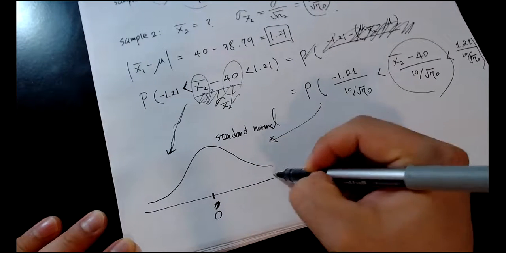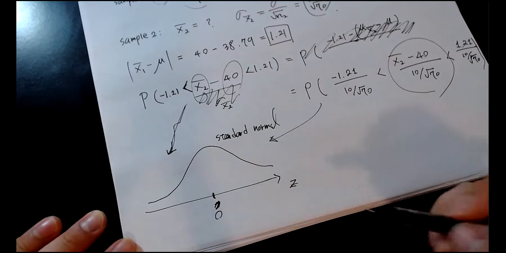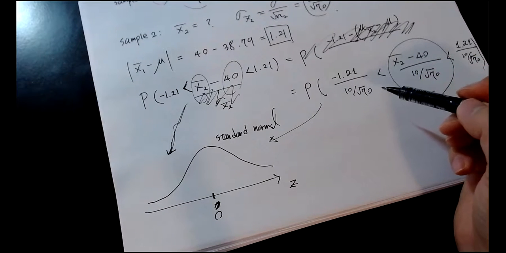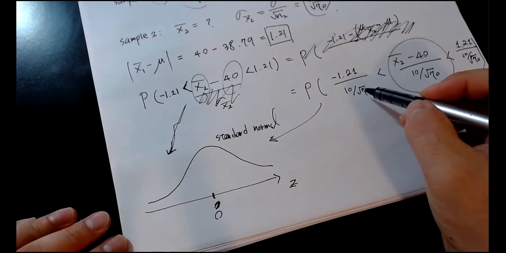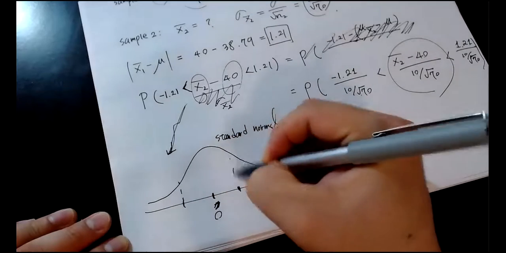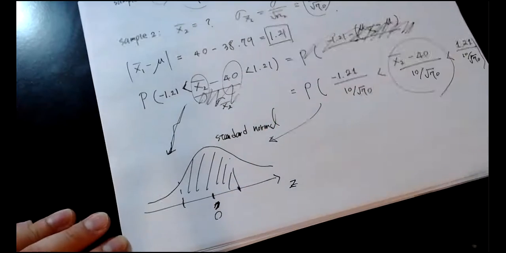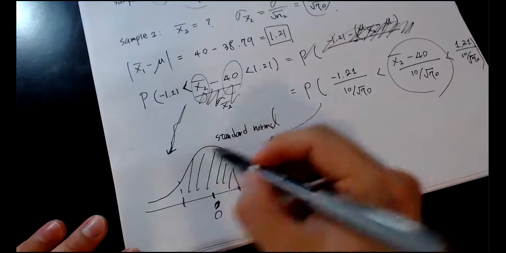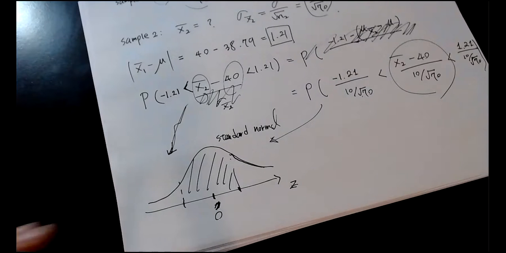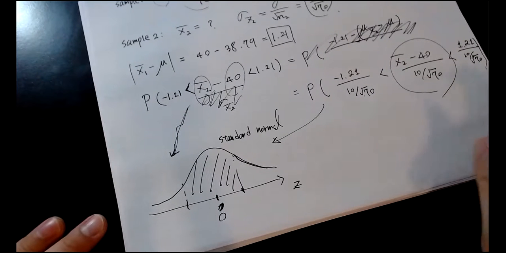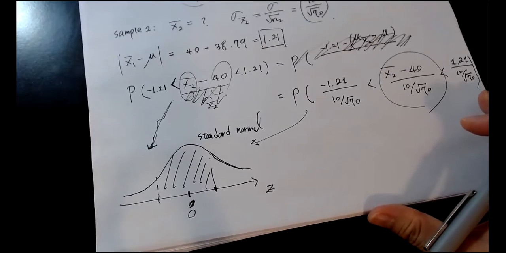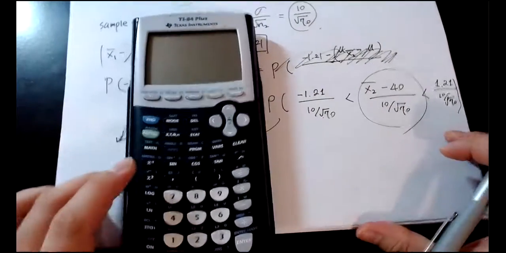The mean of the z-score there is going to be 0. So negative 1.21 over 10 over square root 70. I don't know the exact decimal value of this, but maybe it's right here, and the other one maybe right here. So we're going to find the area under the bell-shaped curve of the standard normal distribution. Using the table of z-scores, you can find this value, or using the calculator.